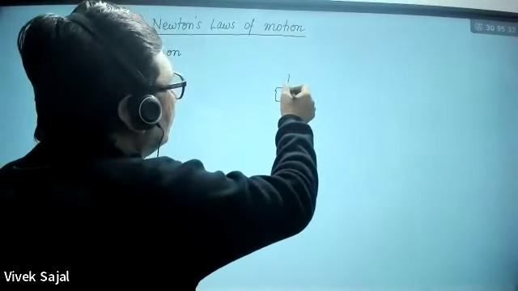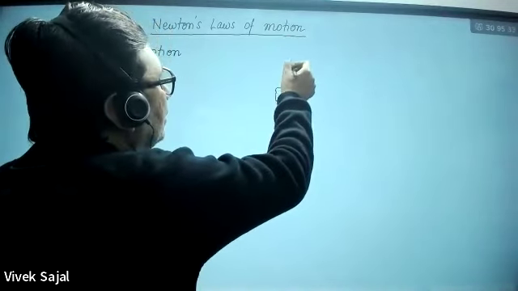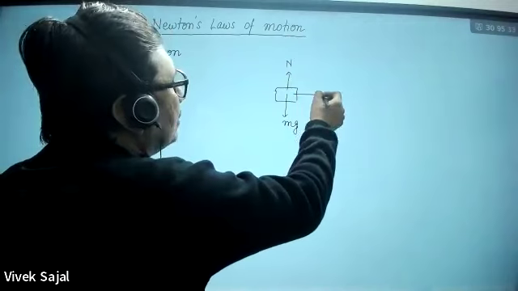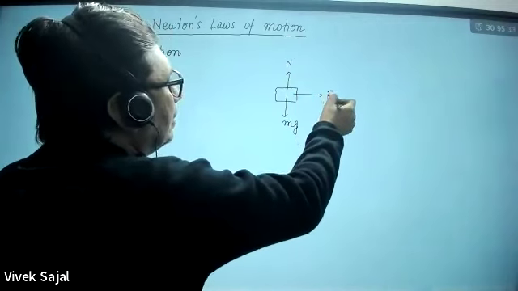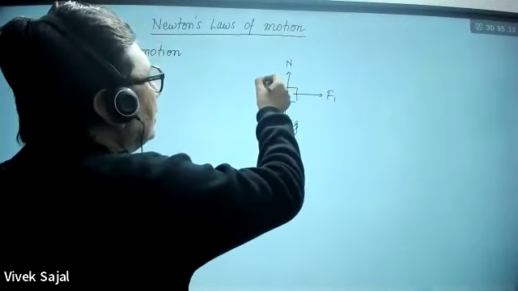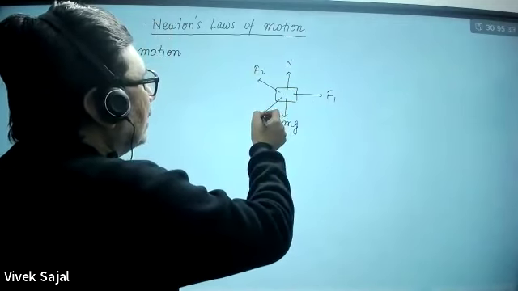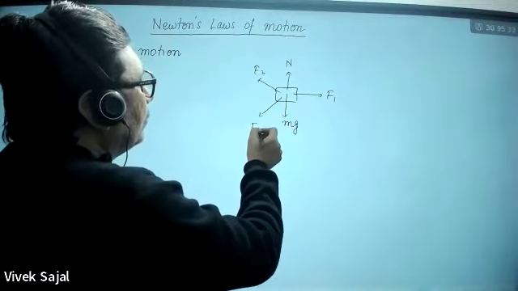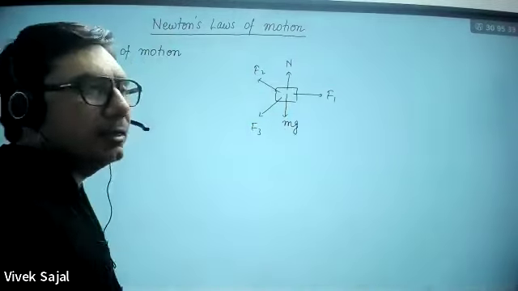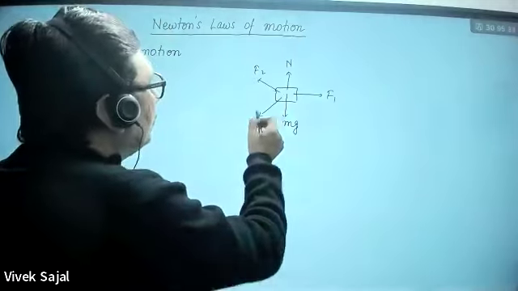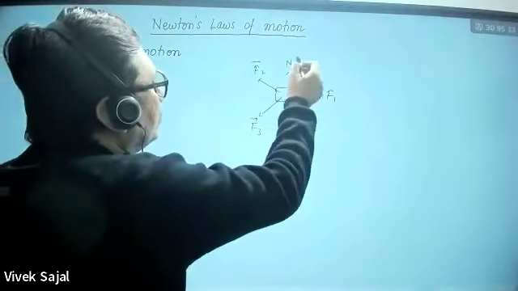It is possible that its weight is acting downward. Normal reaction will be here. One of the forces is acting in this direction, another force is acting in this direction, that is F2, and some other force is acting in this direction. So many forces are acting on it. So what we are going to do, we will draw a free body diagram on this.